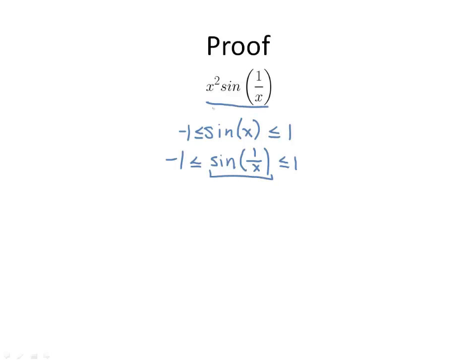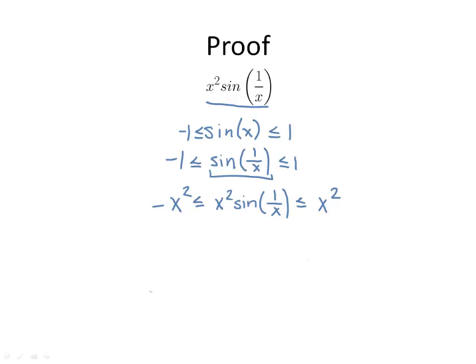So the next thing we're going to do is multiply by x squared on all sides. So we're going to have negative x squared is less than or equal to x squared sine of 1 over x is less than or equal to x squared.